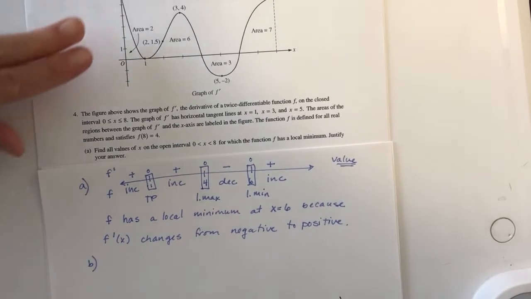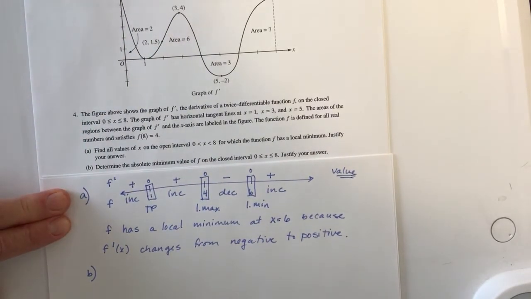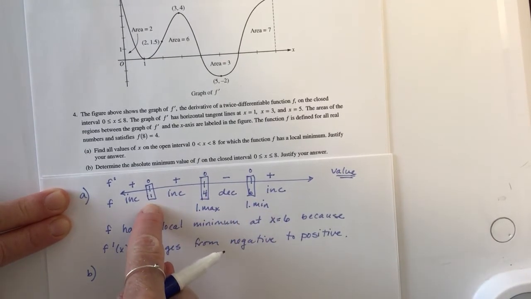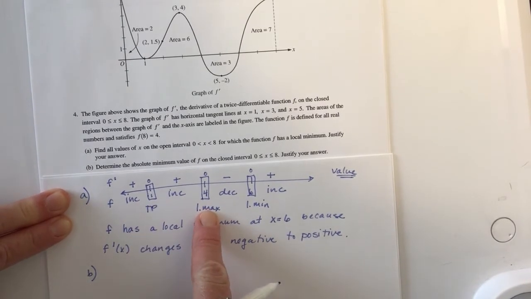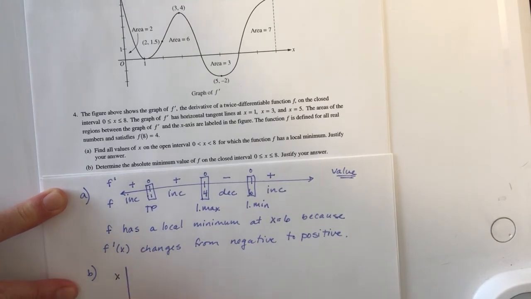All right, let's do part B. What do they want us to do for part B? Determine the absolute minimum value of f on the closed interval and justify your answer. Okay, so now we not only have to check our local min, we know these two are not going to be viable options because it's a max and a TP. So we just have to put x and f of x. And we have to check our bounds. So we're going to put our bounds 0 to 8, and we're going to check 6 as well.